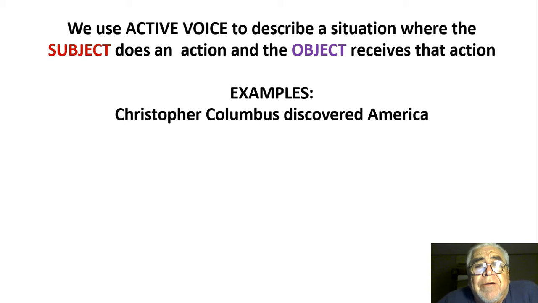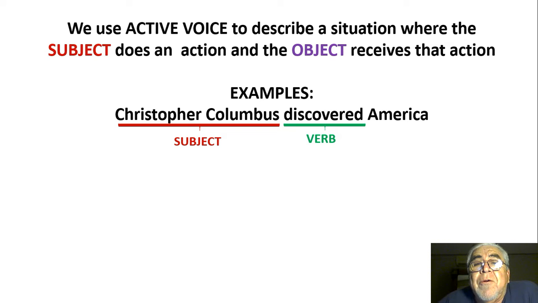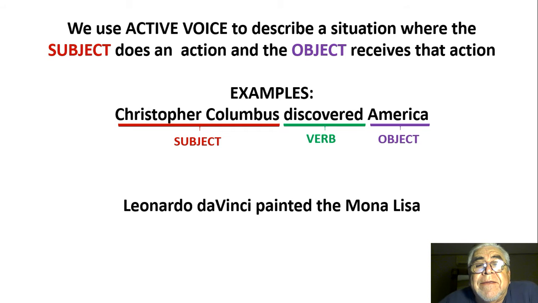Examples: Christopher Columbus discovered America. In this sentence, Christopher Columbus is the subject who did the action. What action? Discovered. What did he discover? America. Second example. Leonardo da Vinci painted the Mona Lisa.